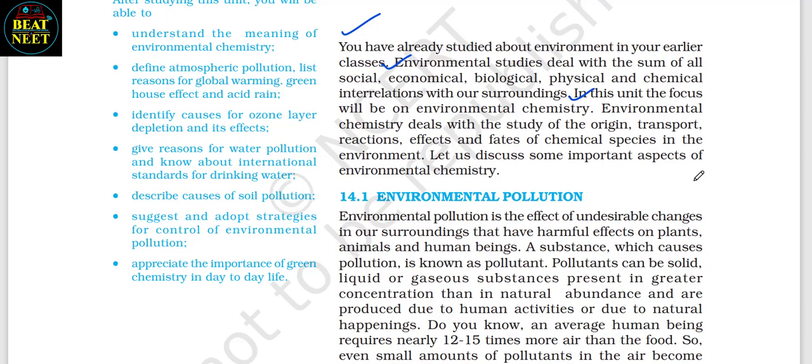In this unit, the focus will be on environmental chemistry. Environmental chemistry deals with the study of the origin, transport, reactions, effects, and fates of chemical species in the environment. Let us discuss some important aspects of environmental chemistry.